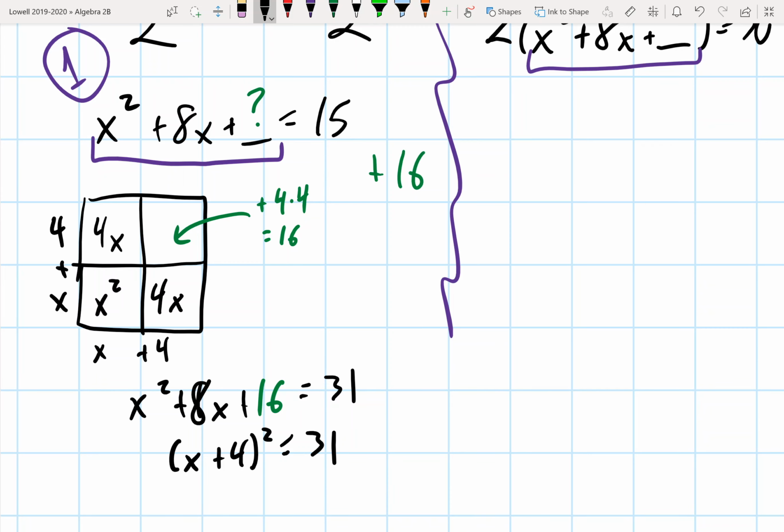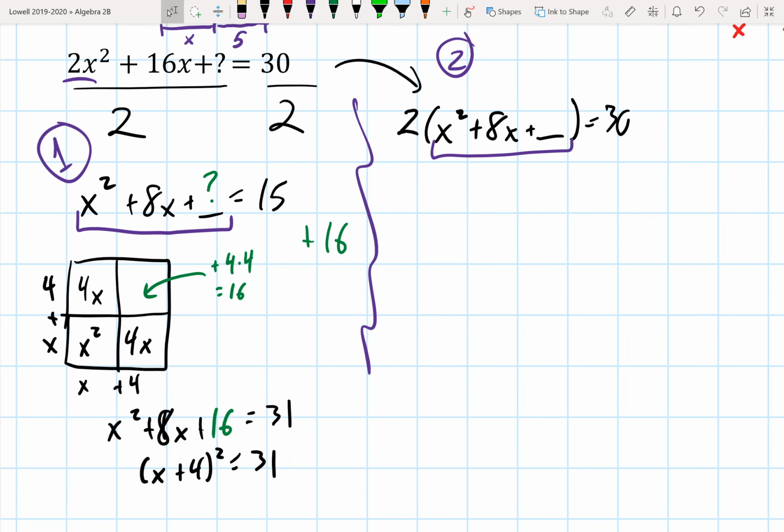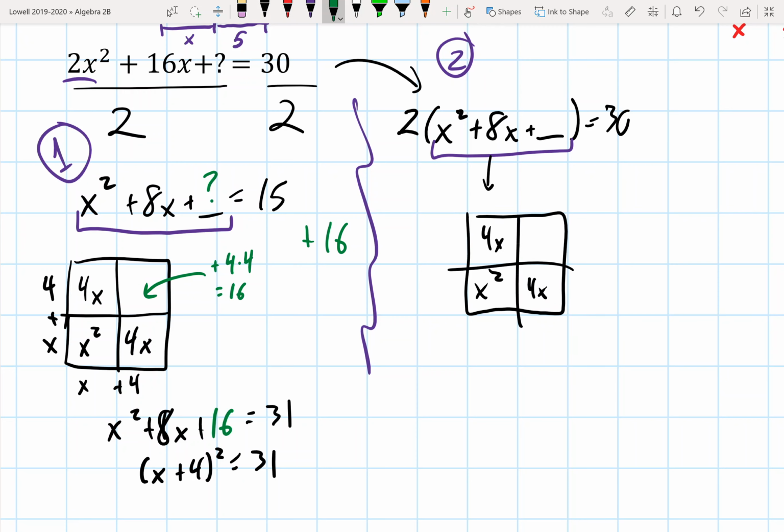equals 31. And so you have x plus 4 squared equals 31. That's totally fine. Another way, let's take a look at method number 2. If I do the same process, let's just look inside the parentheses like I said. Notice that process is going to be exactly the same. You're going to have to draw in x squared, 4x, 4x, and add in the 16.